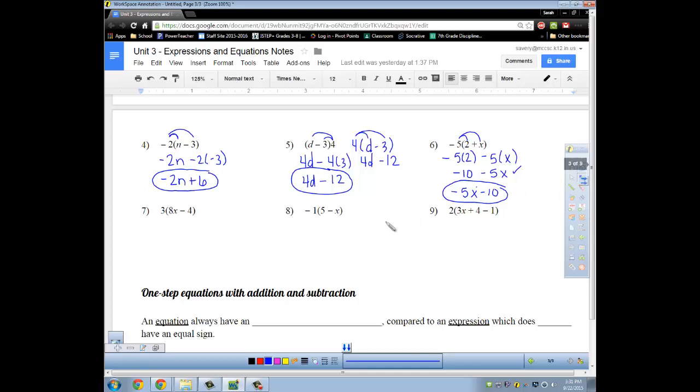Number 7 is getting a little bit different. This time I have a number in front of the term with the variable. That's okay. So we'll still go 3 times 8x. And then I have 3 times negative 4, or you could just bring down your minus and say 3 times 4. Both ways work. 3 times 8x is 24x, because 3 times 8 is 24. Then a negative 3 times 4 is a negative 12.